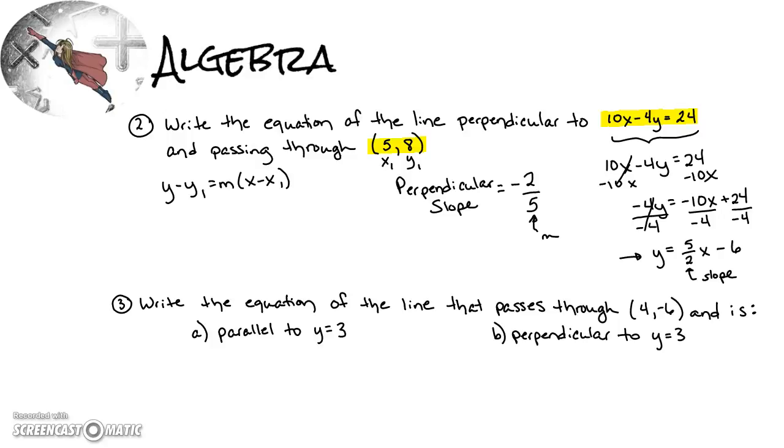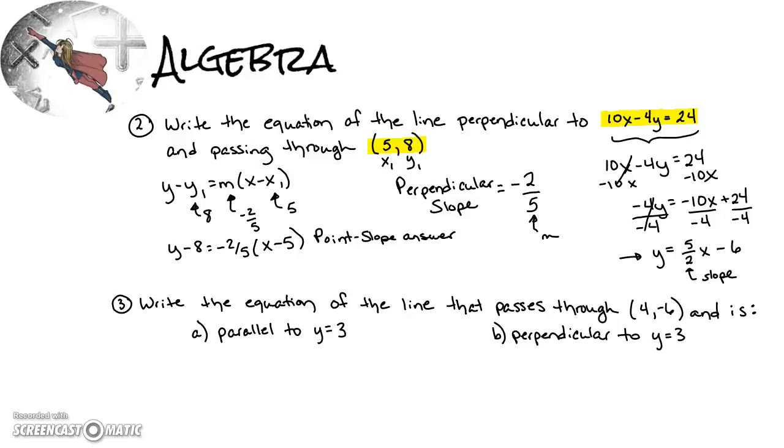So plugging in, my y1 is going to be the 8. The m is the perpendicular slope that we calculated, which is -2/5, and x1 is going to be the 5 from the point. So we'll just plug those numbers in. Y minus 8 equals -2/5 times x minus 5. And that's your answer if they want point slope form. So that would be the point slope answer.